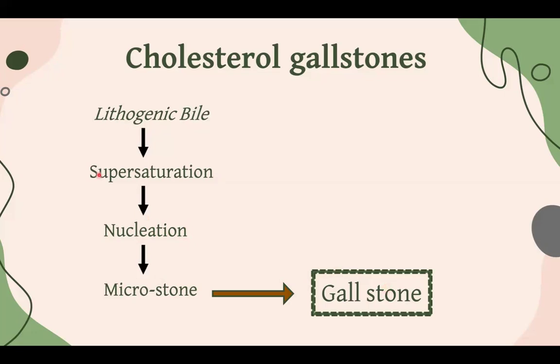So again, just to repeat it really quickly, we have lipogenic bile that's basically an increase in cholesterol, and then this saturates, this is called supersaturation, and then cholesterol precipitates, that's called nucleation. Then they combine together to form microstones, and these increase in size and form gallstones.